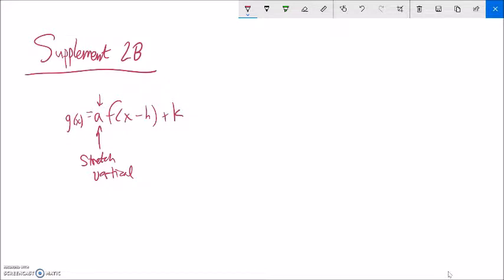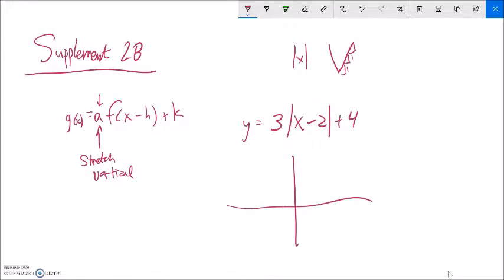So for example, if I had 3 times the absolute value of x minus 2, plus 4. So a couple things that I know. I know that absolute value is my parent function. So that's this V shape. I know that typically this goes over 1, up 1, over 1, up 1, over 1, up 1. This means that now I'm going to have a vertex at 2, 4. That was all from last time.